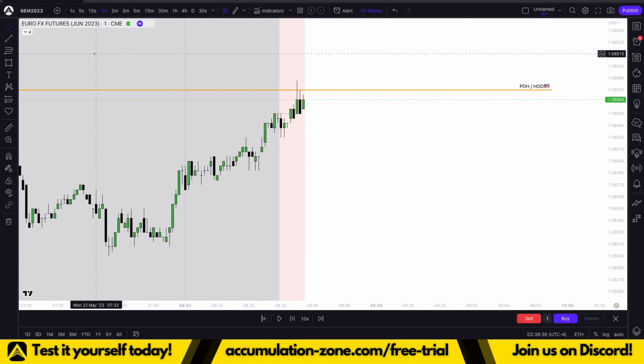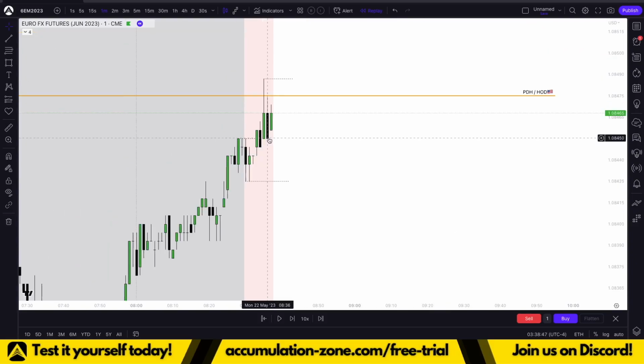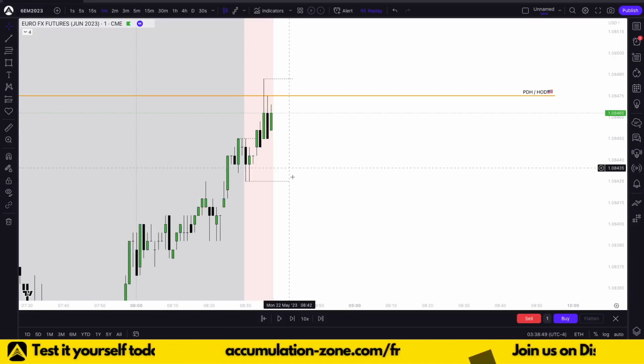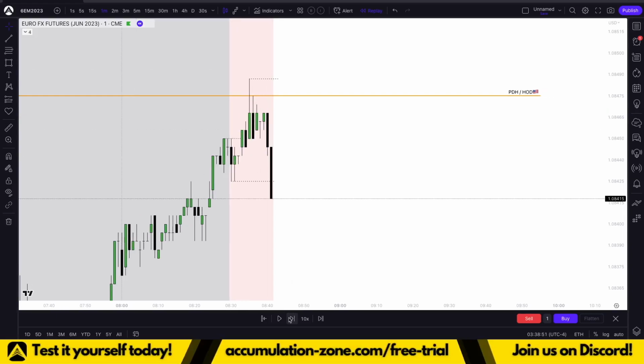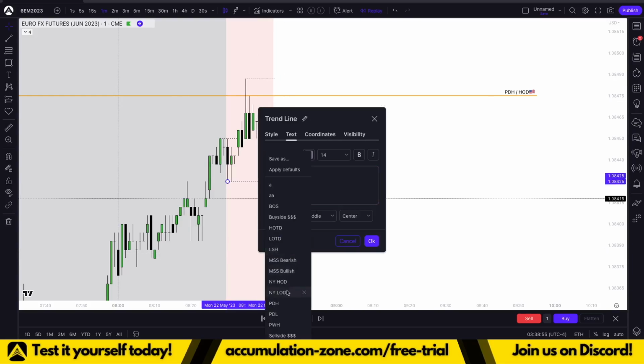Okay, let me keep track of structure here. Low, then we found a high. Would we already consider this as a new low? No, not yet. Okay, yeah, right here we shifted market structure. We took out the previous day high. This would be our market structure shift, bearish.